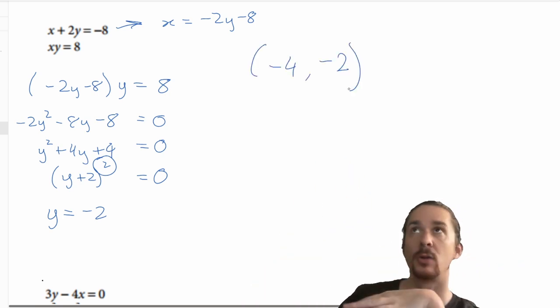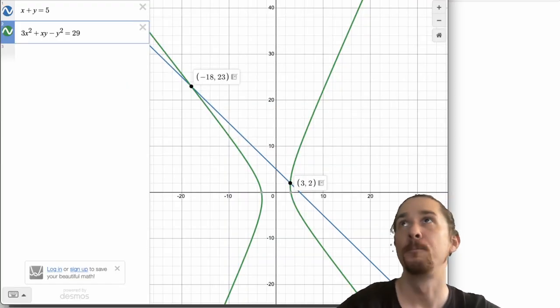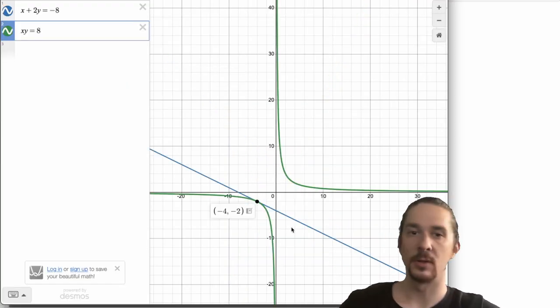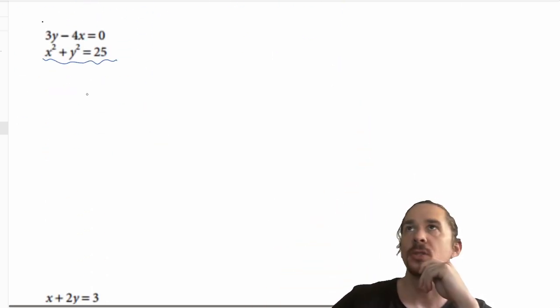What this means is we're going to have a straight line that touches a curving line tangentially. Let's have a look at that. And so here we can see that tangential point of contact at the point negative 4, negative 2, which is exactly what we expected.